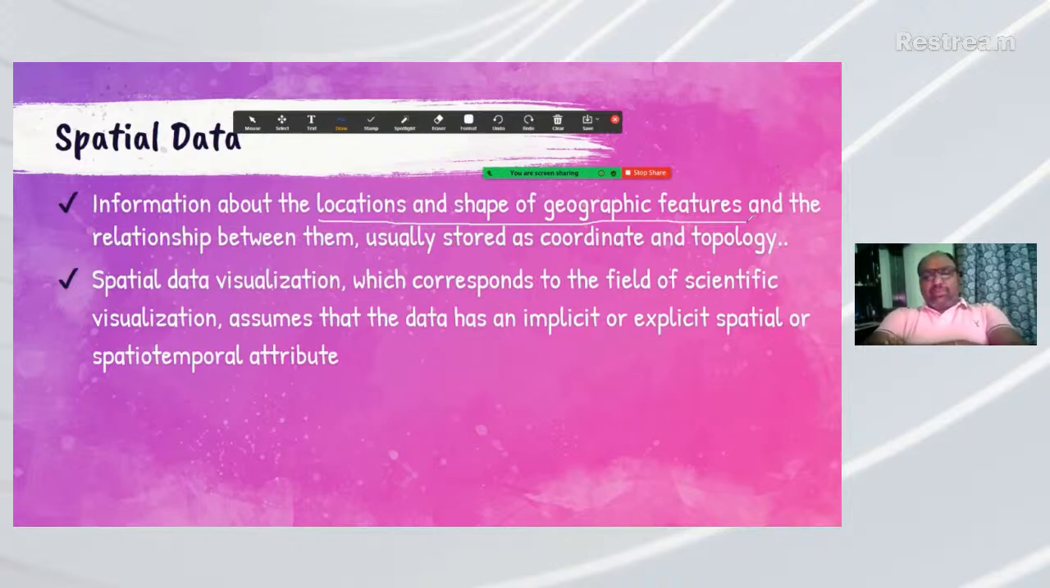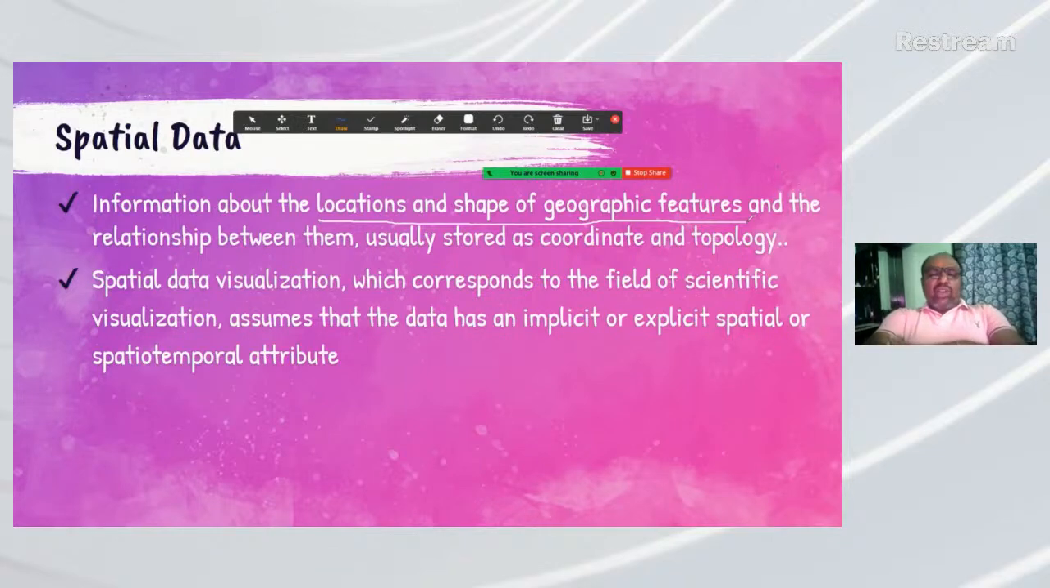Location and shape. These are very important features in terms of spatial data. Why? Because spatial data entirely talks about what the location is, what the shape is, and what the relation between them is. Generally, if I talk about spatial data, it will talk about the location only.